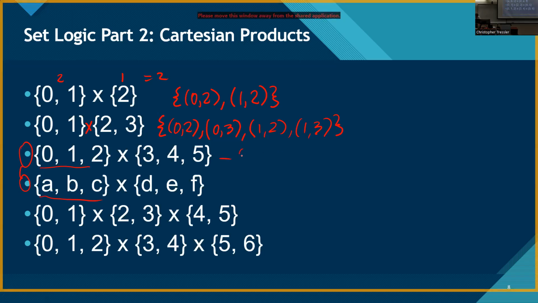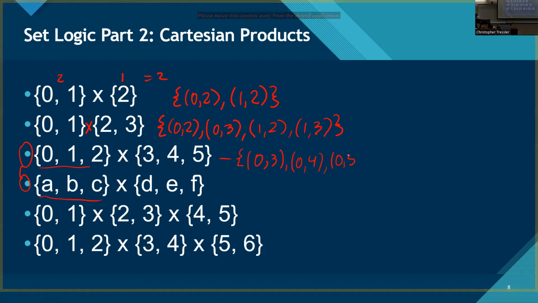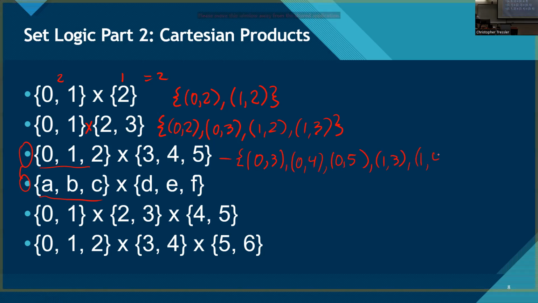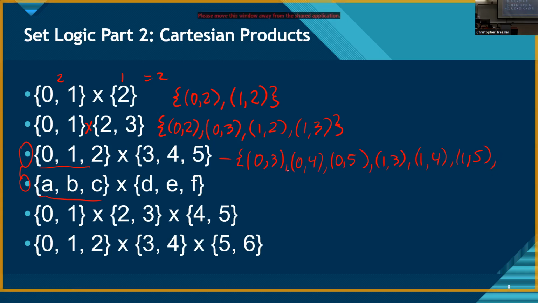So this is going to be right here. Also notice that because there are still only 2 sets being multiplied, we're still only going to have 2 members in each set. So we're going to have 0, 3, 0, 4, and 0, 5, and then we're going to have 1, 3, 1, 4, 1, 5, and then we're going to have 2, 3, 2, 4, 2, 5.